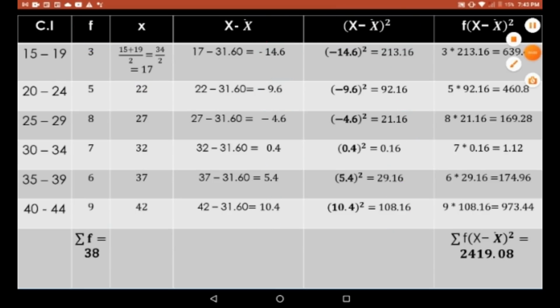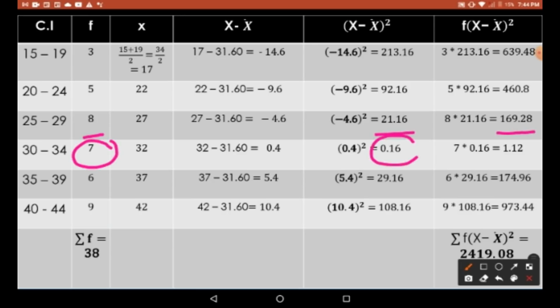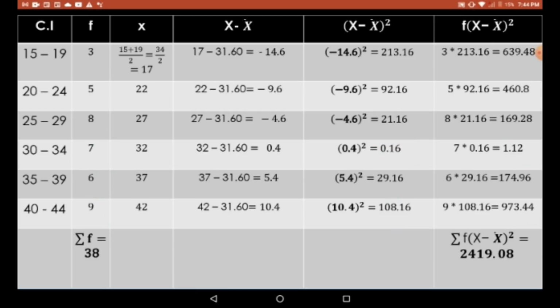213.16 multiplied with this 3. So the answer is 639.48. 22 multiplied by 5 is 460.8. Then 8 multiplied with 1.16, 169.28. 7 multiplied with 0.16, 1.12. 6 multiplied with 29.16, the answer is 174.96. 9 multiplied with 108.16, the answer is 973.44.